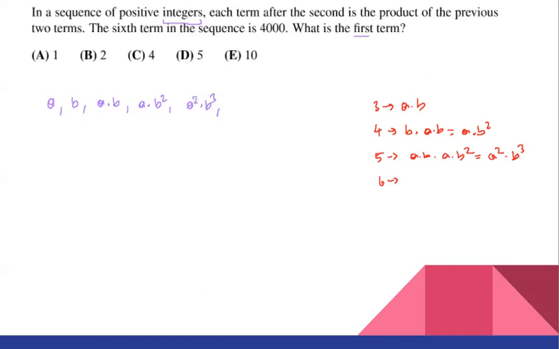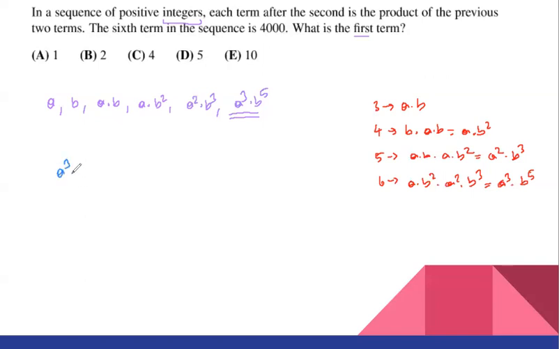The last one, the sixth term, I get by multiplying the fourth term and the fifth term, which is A B squared times A squared B to the third. A times A squared is A to the third, and B squared times B cubed is B to the fifth. So the next term is A cubed and B to the fifth power. This is the sixth term, and we are told it is equal to 4,000.